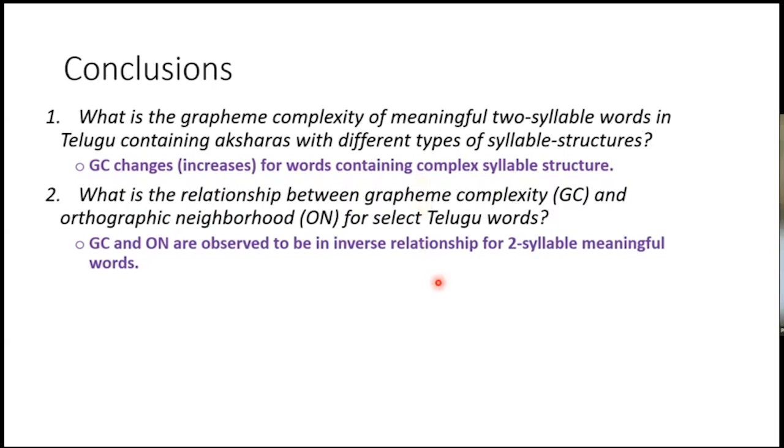The other question we addressed is the relationship between GC and ON. And we saw an inverse relationship between these two. As complexity increases, the number of neighbors decreases.